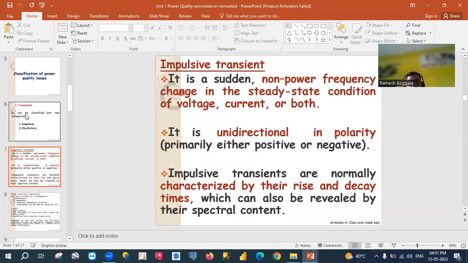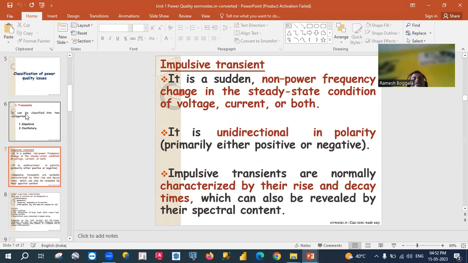There is a sudden non-power frequency change in the steady state condition of voltage, current, or both. It exists in only one direction, that is, unidirectional in polarity. The major cause for this impulsive transient is lightning. Next, oscillatory transient. An oscillatory transient is also a sudden non-power frequency change in the steady state condition of voltage, current, or both, but it has both directions.